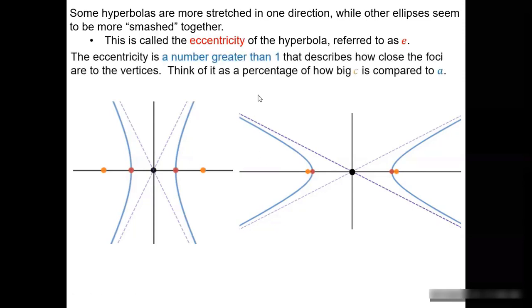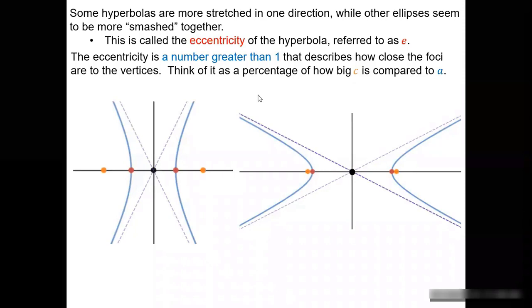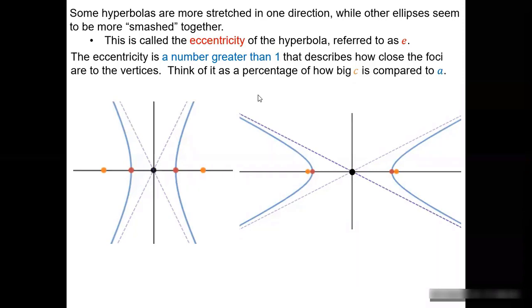Now, the eccentricity for a hyperbola is always going to be a number greater than 1. And this describes basically how close the foci are to the vertices. So just like we did with an ellipse, we're going to think of the eccentricity as a percentage of how big c is compared to a.